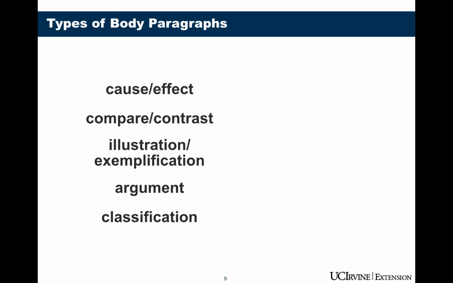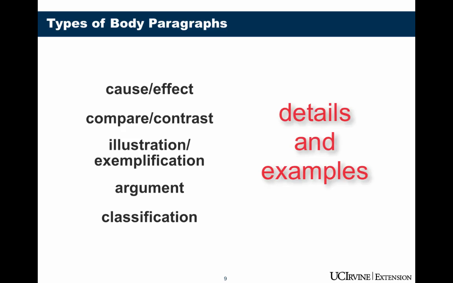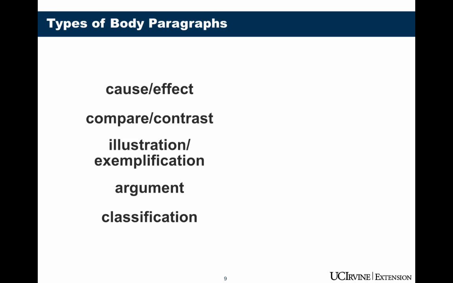These 5 types all have a topic sentence with probably 3 supporting ideas and then details and examples for each of those supporting ideas. The structure of those paragraphs will all be the same. It's just a difference of whether your support is causes, or if your support is comparisons, or if your support is examples, like you would use in illustration. So the supports are different, but the structure for those 5 types are all the same.